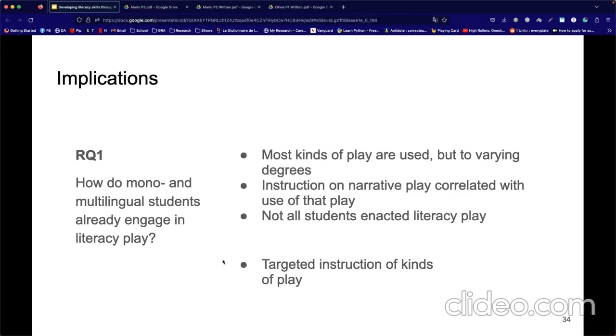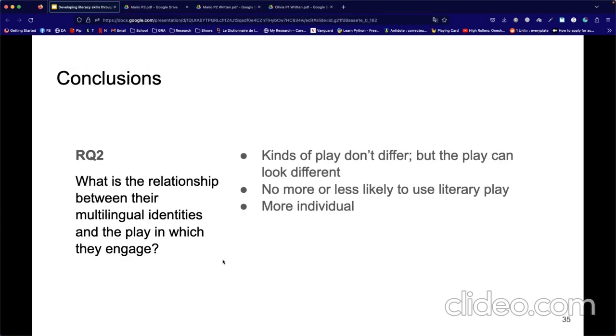So for instruction, if instructors are interested in having their students develop skills in literacy play, using targeted instruction and discussing the kinds of play should be helpful. Like I said, the kinds of play don't differ depending on multilingual versus monolingual identities, but the play can look different. Students weren't any more or less likely to use literacy play based on their linguistic identities. It's really more individual, but as I said, this is exploratory and there were only 5 participants.